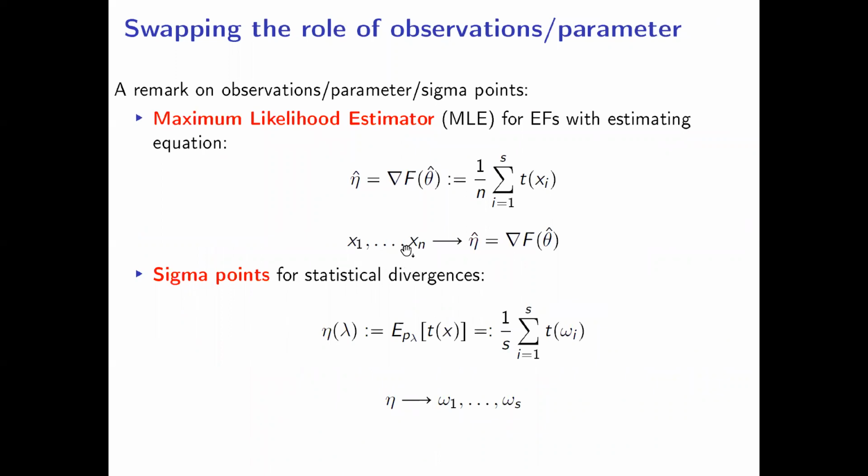Just some observation of what we are doing. The usual pipeline is that you're given random samples and you want to estimate, let's say with a maximum likelihood estimator, your parameter. Here you estimate in the moment parameterization given n samples as this quantity by this estimating equation. What the sigma points do is the converse: we are given this quantity and we need to find omega in the support so that we have these quantities that match.